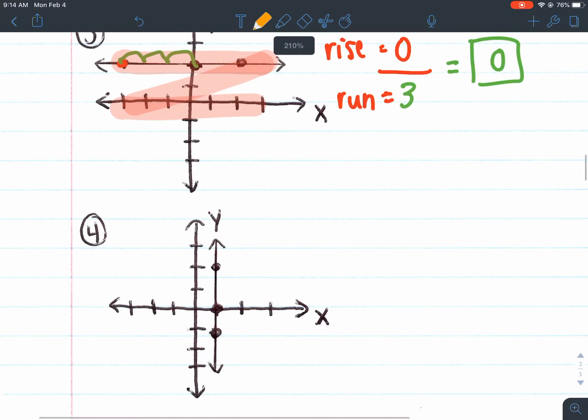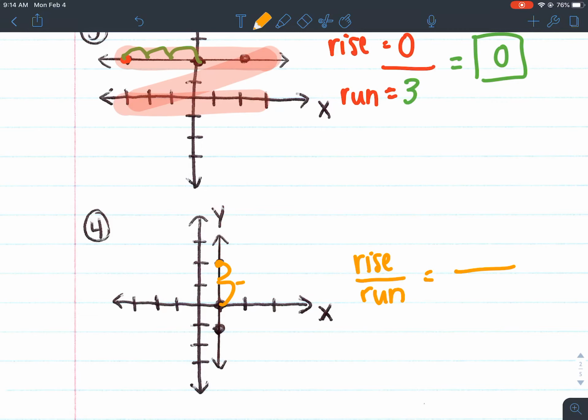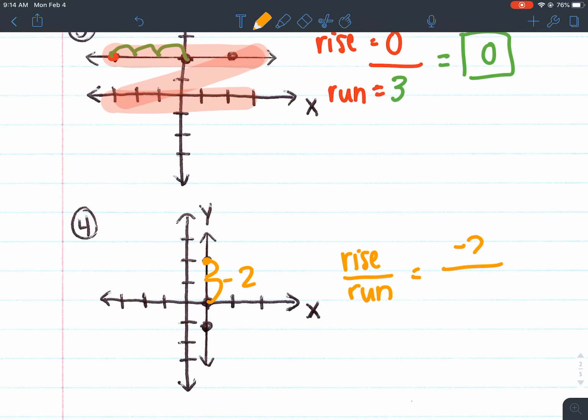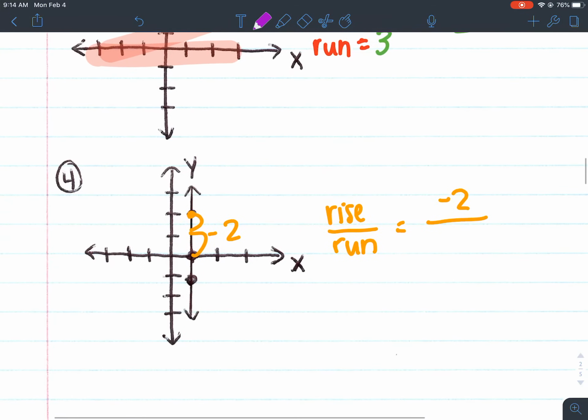All right, next we have rise over run here as well. So our rise, let's start at this point. Well, I can't rise, so I'm going to go ahead and go down. So I have down 1, down 2, so -2 for my rise. And then for my run, I don't run anywhere. So I have -2 divided by 0. Well, if you do -2 divided by 0 on your graphing calculator, you would get error because you can't actually do that.